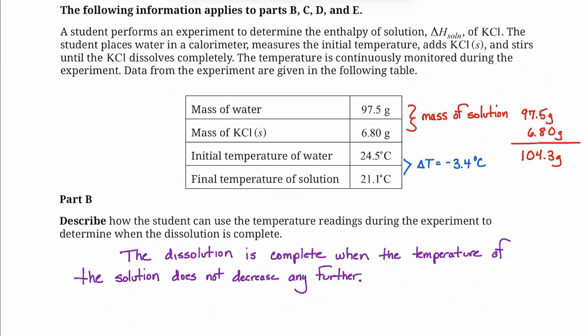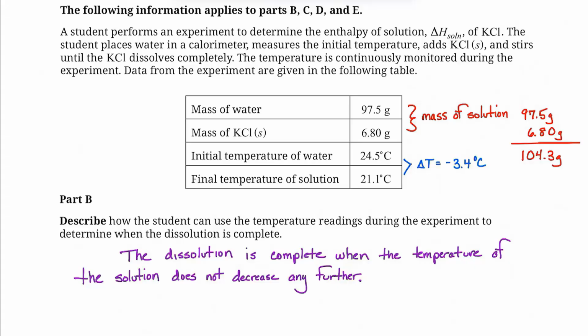Question 1b here, we have a little blurb that talks about a student performing an experiment to determine the enthalpy of solution, the energy change, the heat per mole of the dissolving compound of KCl. The student places water in a calorimeter, measures the initial temperature, adds KCl solid, and stirs until the KCl dissolves completely. The temperature is continuously monitored during the experiment. The data from the experiment is given below. They give you all this information you're going to need later on.